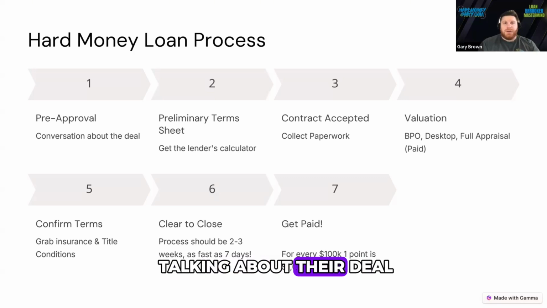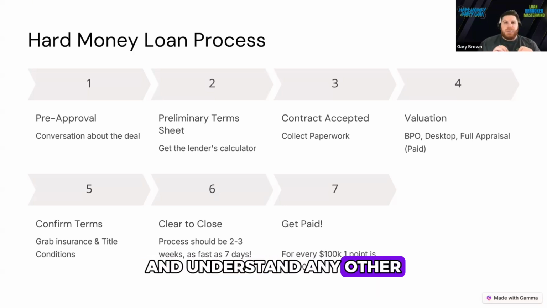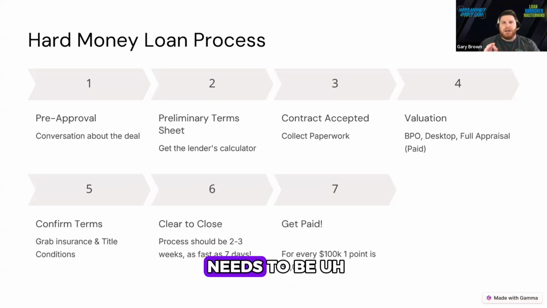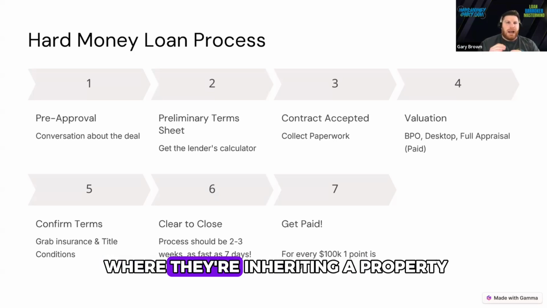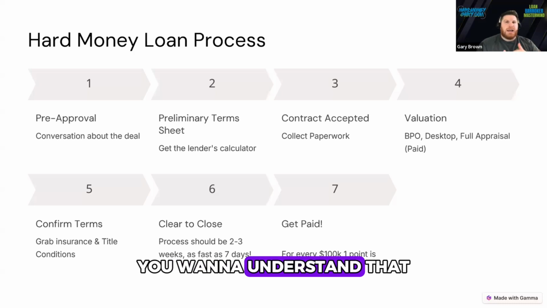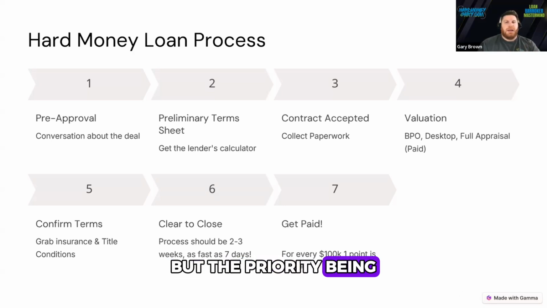That's where you're going to be talking about their deal, making sure that they meet the requirements for the lenders that you're working with. You want to make sure that they're going to make money and understand any other pieces of the deal, any wrinkles, if there's a wholesaler involved, or if there's an estate where they're inheriting a property, that would be through probate. That's the death distressor. You want to understand that and uncover that. And then you want to talk about what the pricing of the funds would be, but the priority being that you close fast and it's available for them to be able to use instead of their own cash.